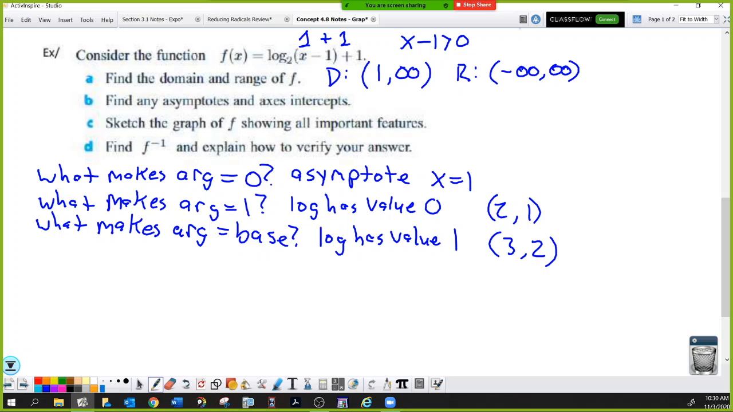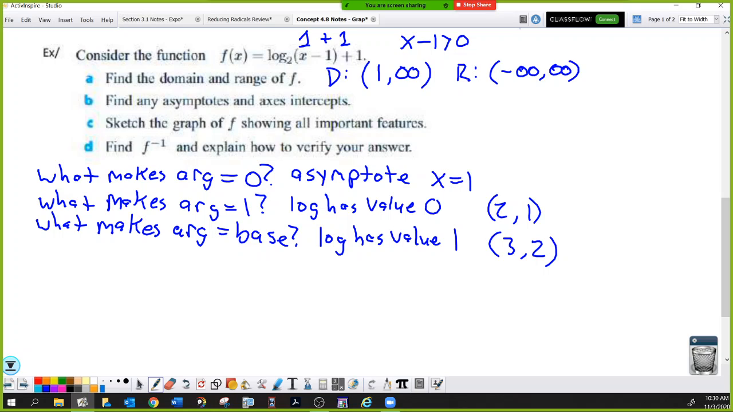Because log base 2 of 2 is 1. Those are the 3 things you need to sketch this graph. Now, IB wants us to do more than that. Part C says to sketch the graph, and it says find F inverse and explain how to verify your answer.